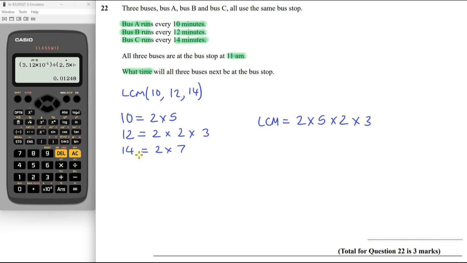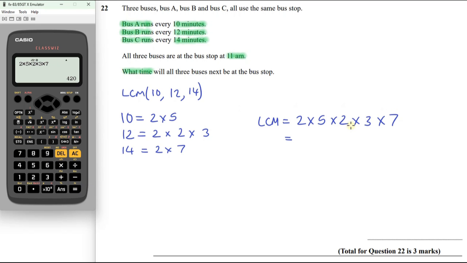And now to be a multiple of 14, it has to have a 2 times 7. We've already got the 2. It doesn't matter which one we use, but we've got the 2. We just need a 7. So we need to multiply on by 7. Okay, so now let's type all of this into the calculator. 2 times 5 times 2 times 3 times 7.